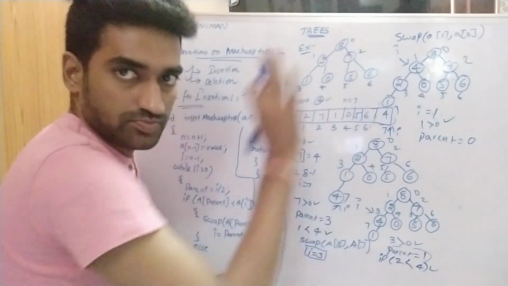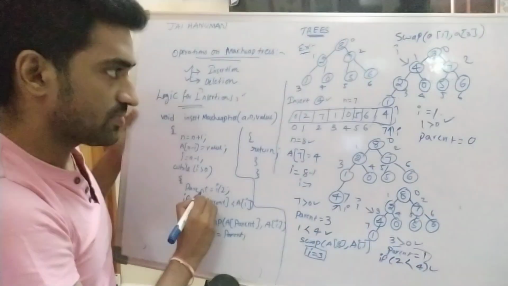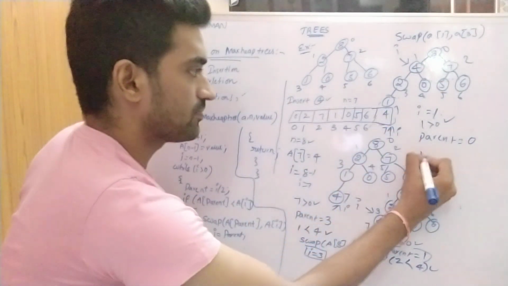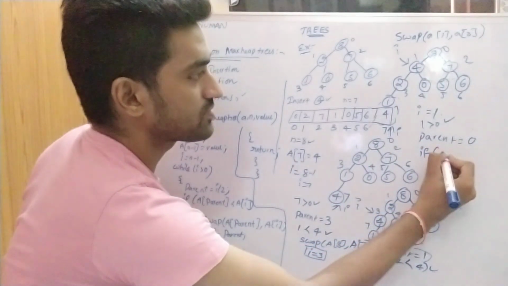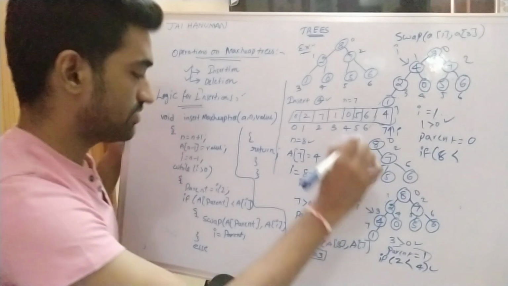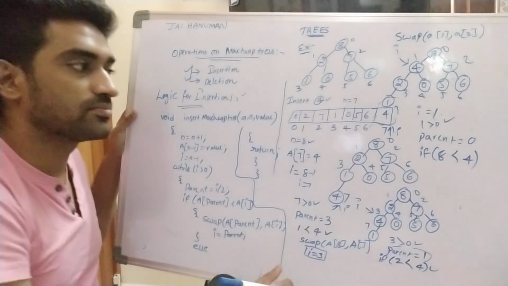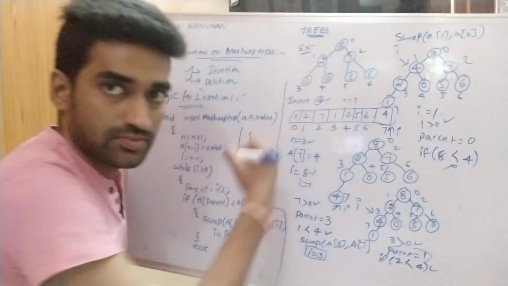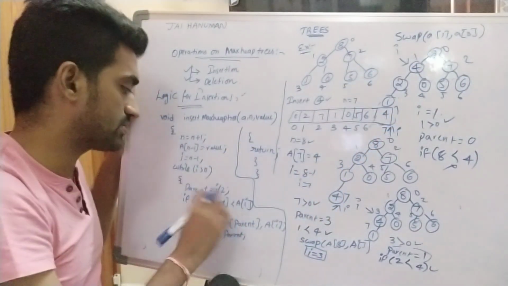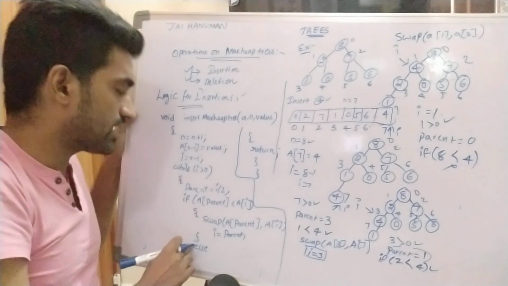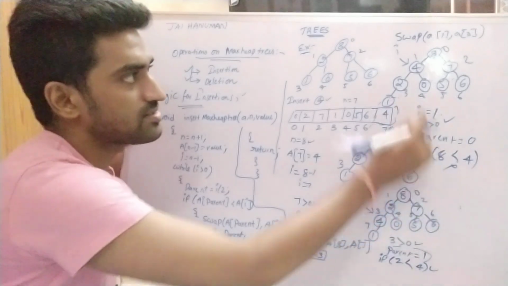We are comparing these two. Parent is equal to 0. If A of parent, A of 0, which is 8, is less than A of 1, which is 4. 8 less than 4: condition is failure. So there is no need to swap these two values. Once this condition becomes failure, we execute the else part, and in the else part we return the result. So what is the result?